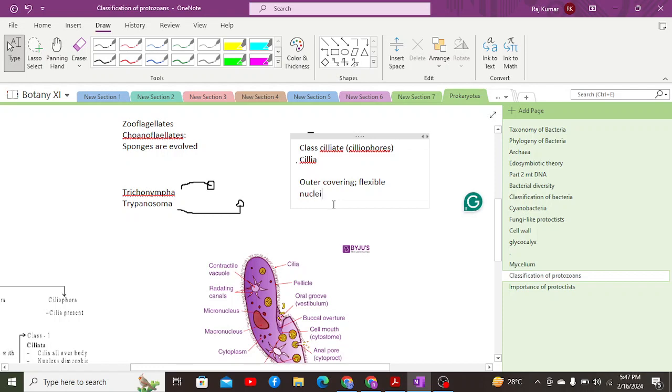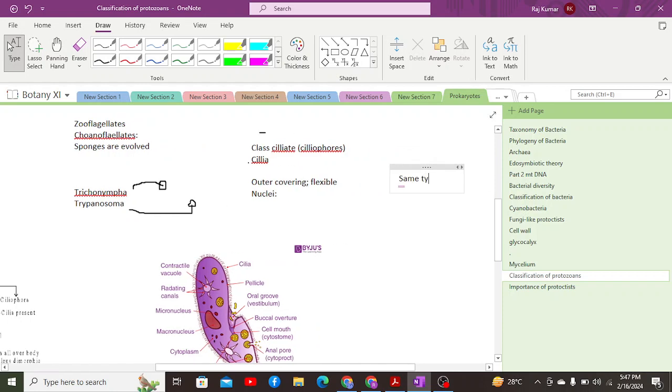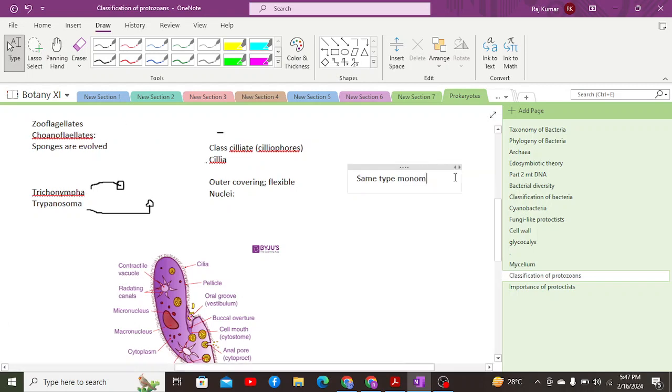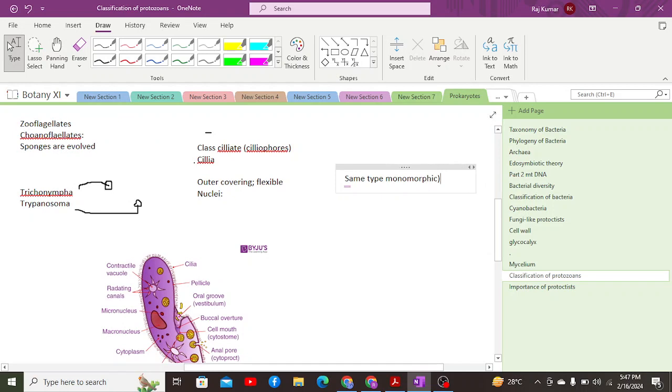They have two types of nuclei. One more thing, the nuclei can be of the same type, such as monomorphic, meaning the same shape, or they can be of different shape, dimorphic. So they can have monomorphic nuclei or dimorphic nuclei as well.